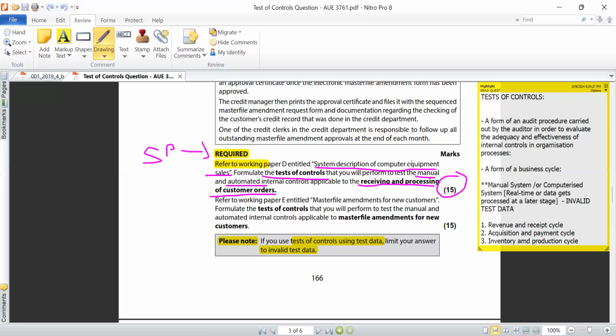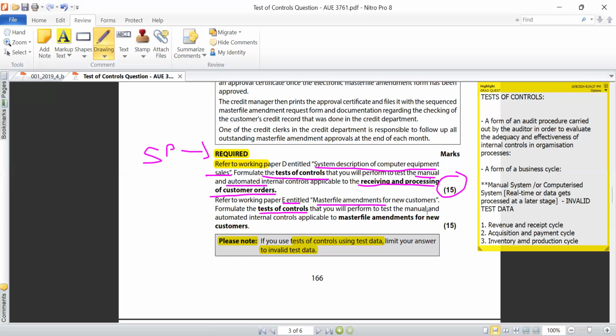That's about 10 audit procedures that they want here. Same thing here. So technically, we're looking at approximately 20. Because here they are saying refer to working paper E entitled Master File Amendments for New Customers. They want you to do the same again.